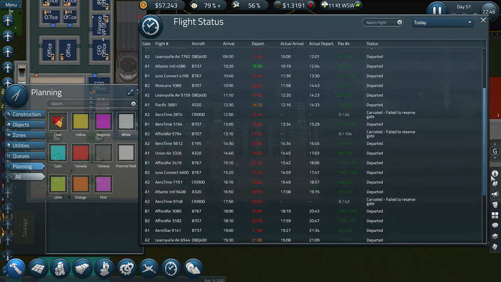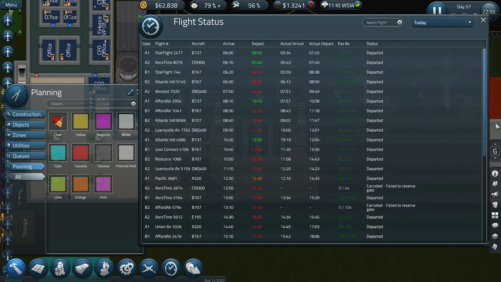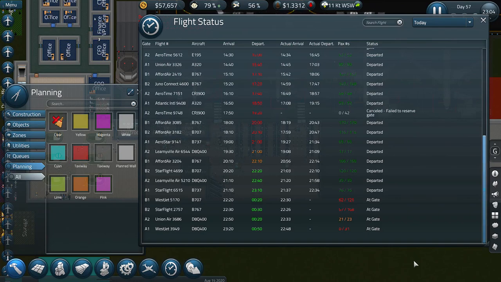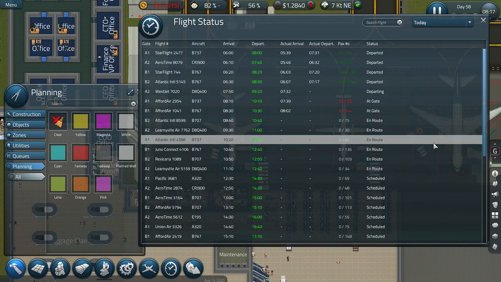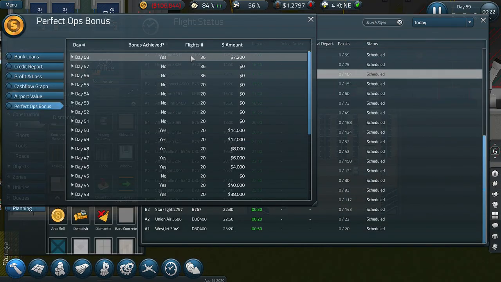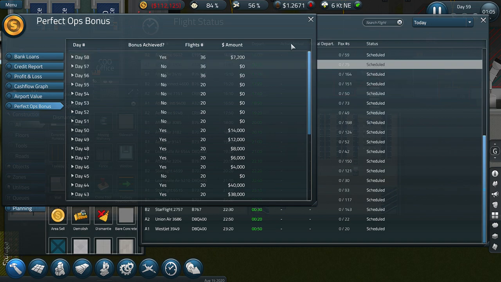Wow, that is a lot of red for delayed aircraft simply because of baggage. So, let's see how tomorrow does. See you in just a second. Sweet green numbers. Sweet, sweet green numbers. Such a glorious sight to see. All right, folks, look at that. We've got our perfect ops bonus with 36 flights, which means that our very first time is $7,200, and it will only go up from there.